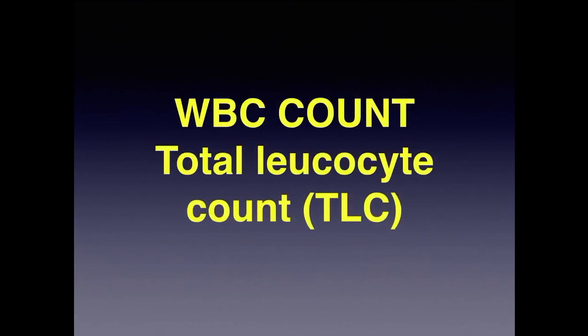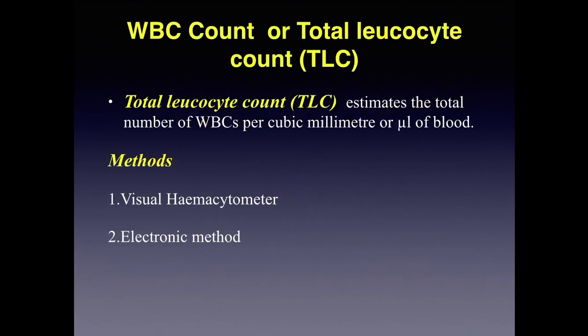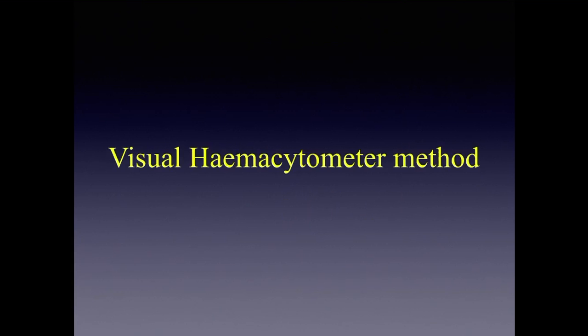Coming to the first topic, that is WBC count, also known as total leukocyte count. WBC count or total leukocyte count estimates the total number of WBCs per cubic millimeter or microliter of blood. This can be estimated by using two methods. The first one is the visual hemocytometer, which is the manual method, and the second one is the electronic method, which is the automated one. Now coming to the visual hemocytometer method.